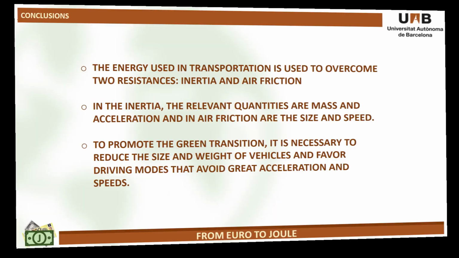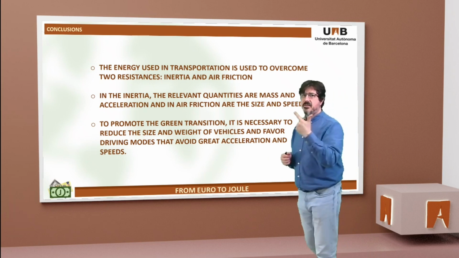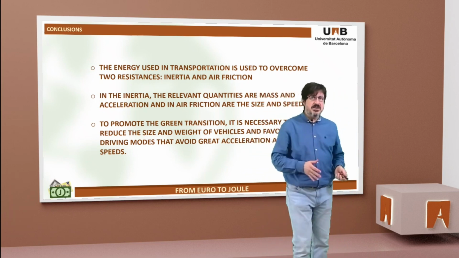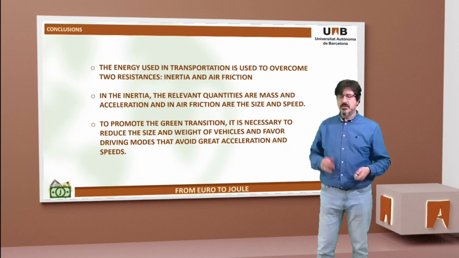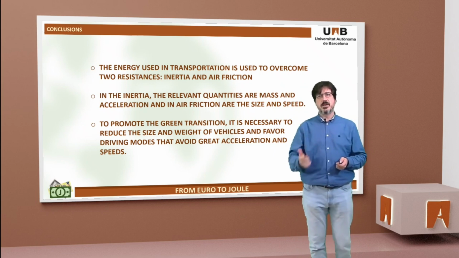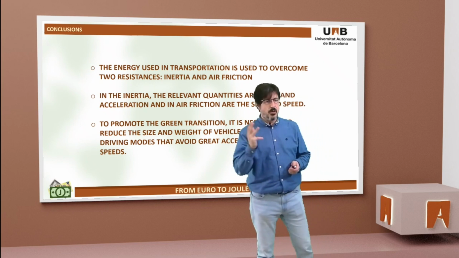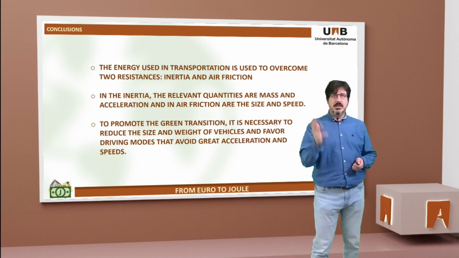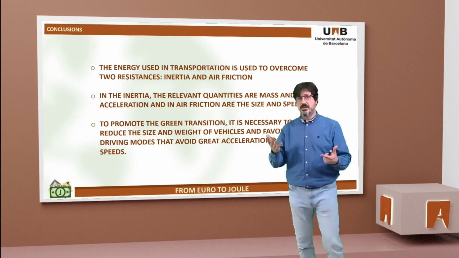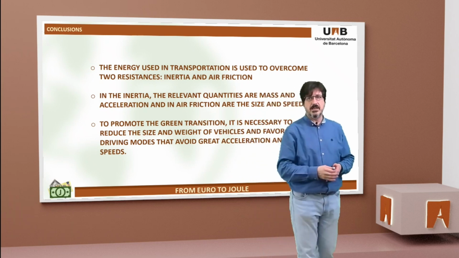In conclusion, the energy used in transportation is used to go against the resistance, two of them: the inertia and the friction with the air. In the inertia, we have seen that the relevant magnitudes are the mass and the acceleration, and these are important inside the city. And in the air friction, the important magnitudes are the speed and the cross-section, the area of the vehicle. And this is important outside the city, on the roads and on the highways.